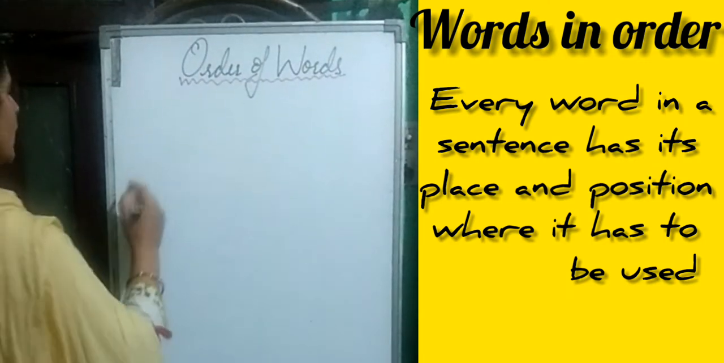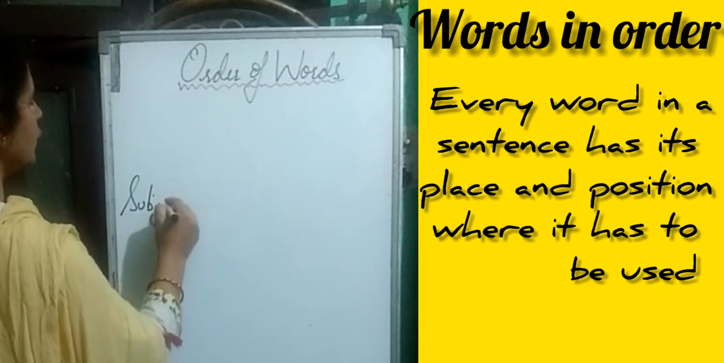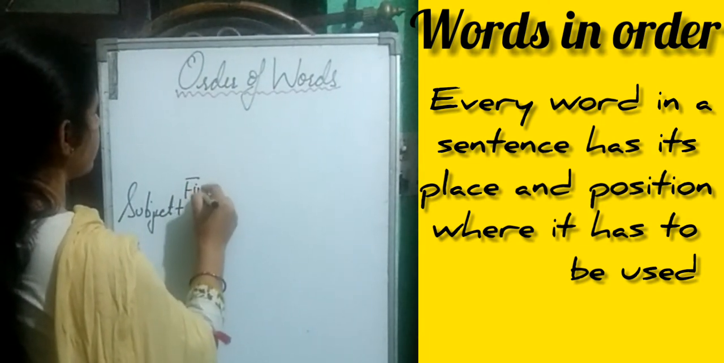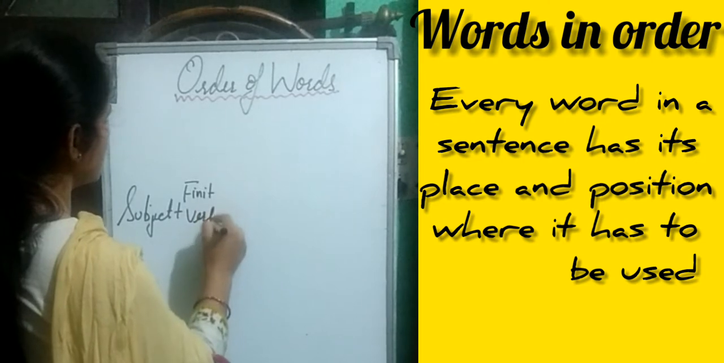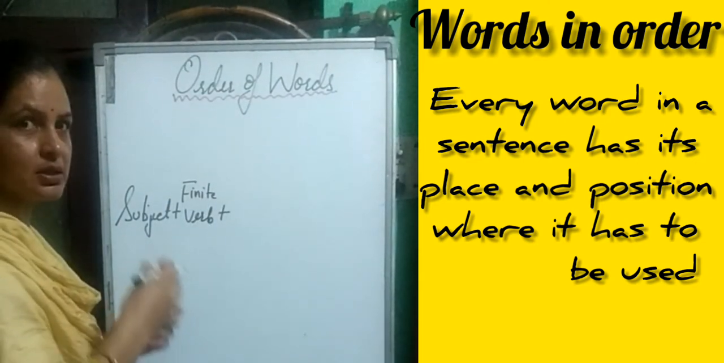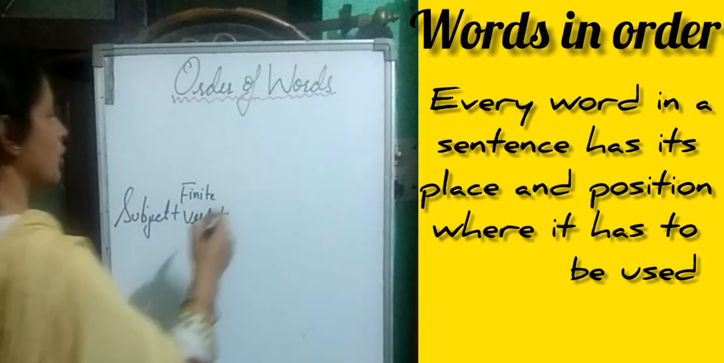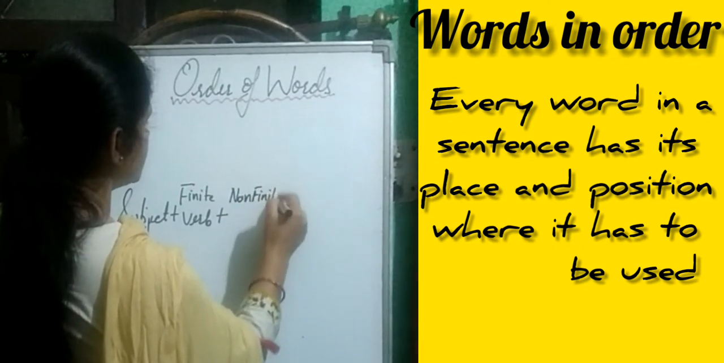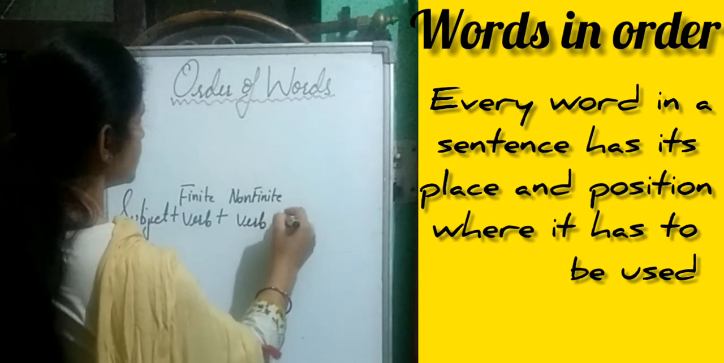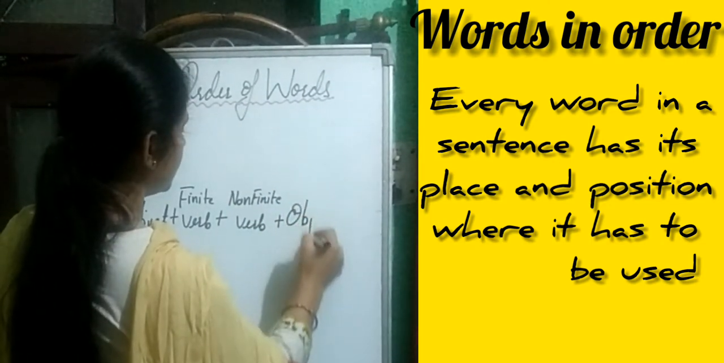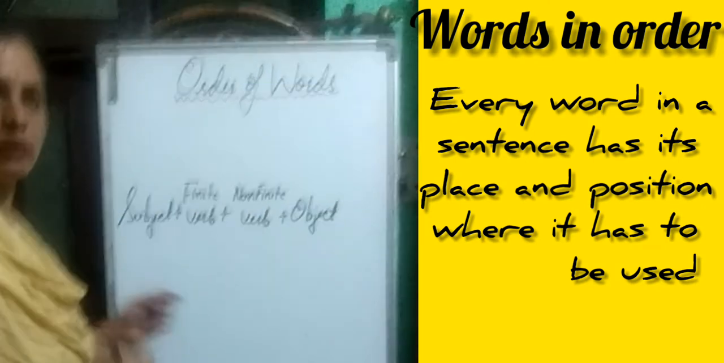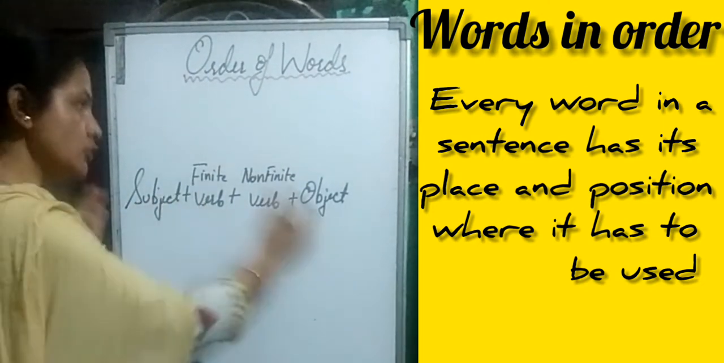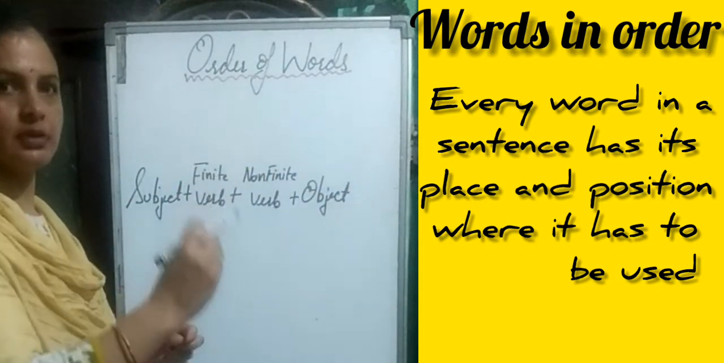Let me tell you the structure. Subject, we call who performs the action. Then finite verb, it means tense verb, which changes according to the tense. Then non-finite verb, which does not change. Then finally object. So in this manner, children, according to this structure the sentence is written, word by word.